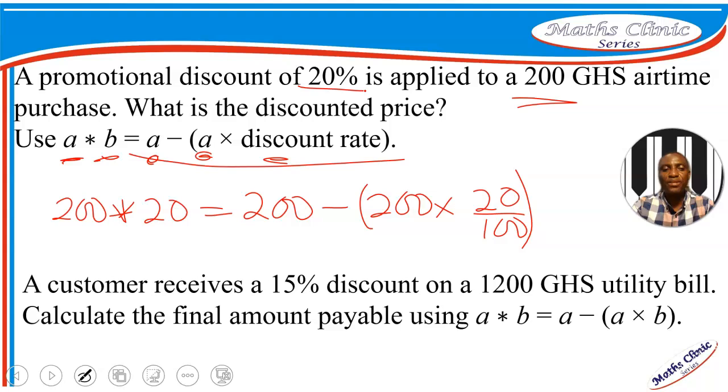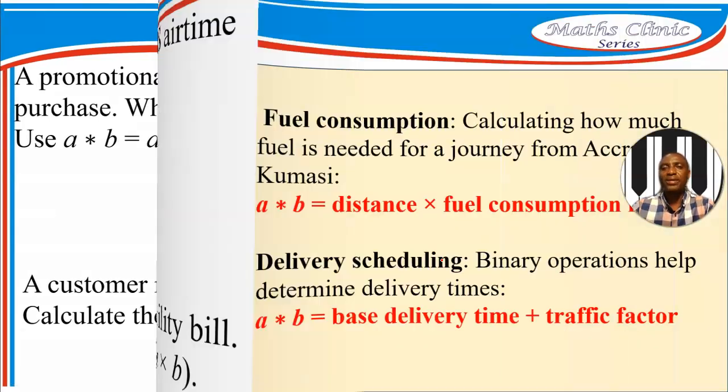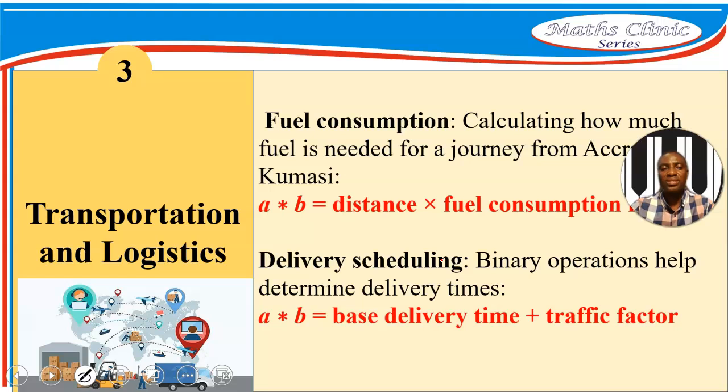Take your time and do the same thing for this one. A customer receives a 15% discount on a 1,200 utility bill, and you want to calculate the final amount payable using the operation A star B equals A minus A times B. Good. Now let's see where we can still apply binary operation.